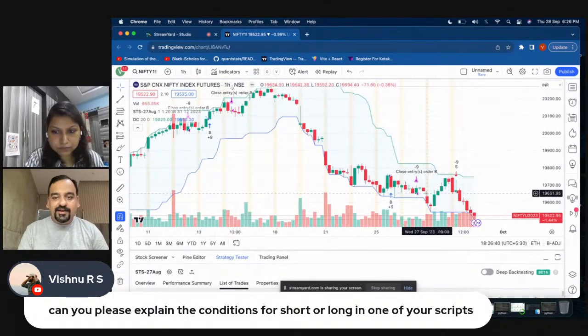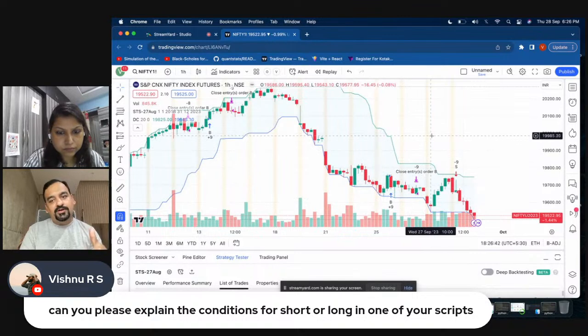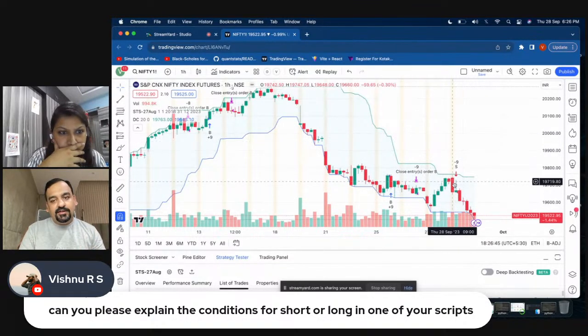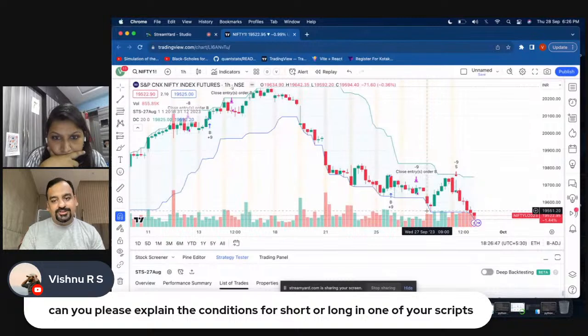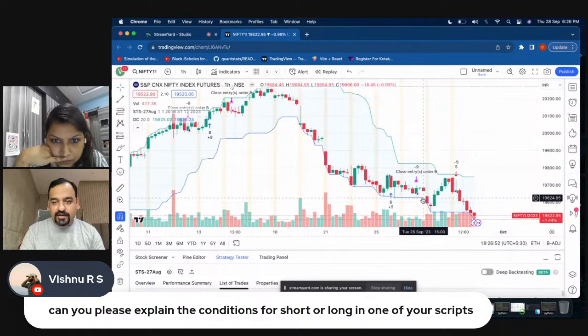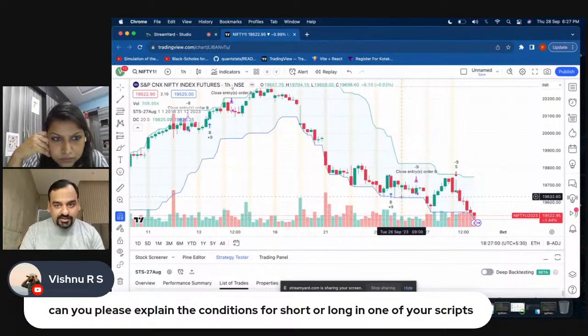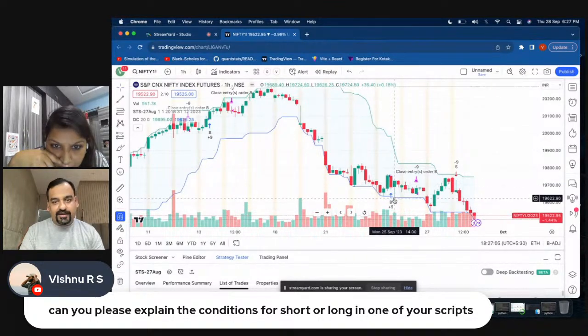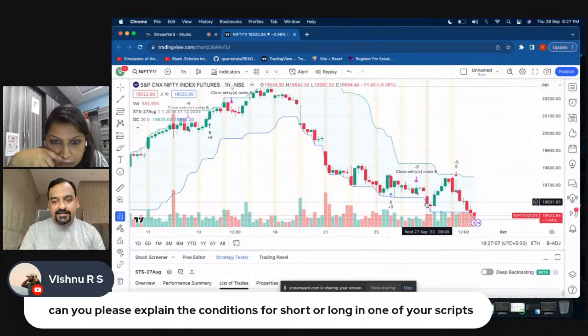So basically now, along with the close being below the 200-hour MA, the close should be below the lower Donchian channel. If you take this example, here on 26 September, 3 o'clock, the previous low of 20 candles was this blue line, which is nothing but the low of 2 o'clock on Monday the 25th. Now, the next day on Wednesday the 27th, the price closes below this blue line, and you see the channel has shifted down.